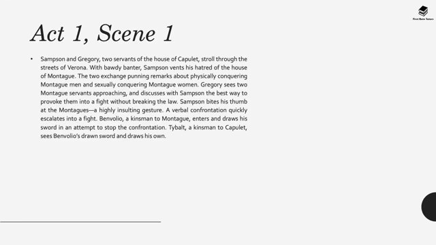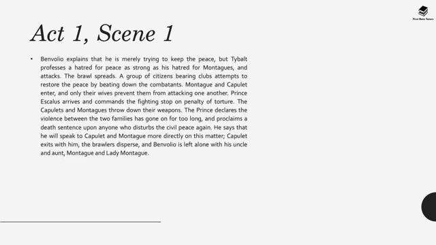Samson then bites his thumb at the Montagues, which is a very insulting gesture, and a verbal confrontation quickly escalates into a fight. Benvolio, a kinsman to Montague, enters and draws his sword in an attempt to stop the confrontation, and Tybalt, a kinsman to Capulet, sees Benvolio's sword drawn and he draws his own. Benvolio then explains that he's just trying to keep the peace, but Tybalt professes a hatred for peace as strong as his hatred for Montague. Thus he attacks and the brawl spreads.